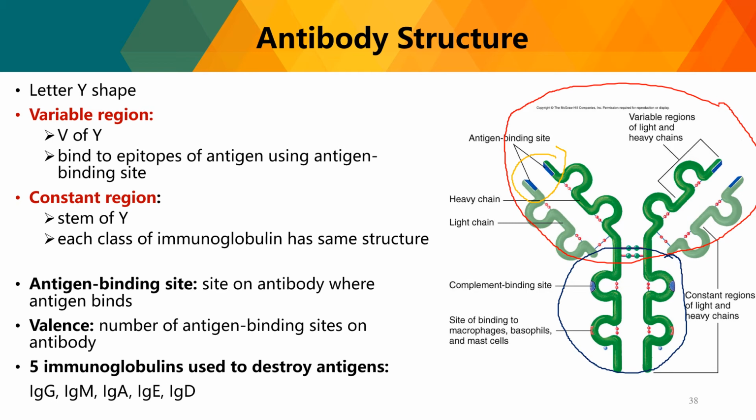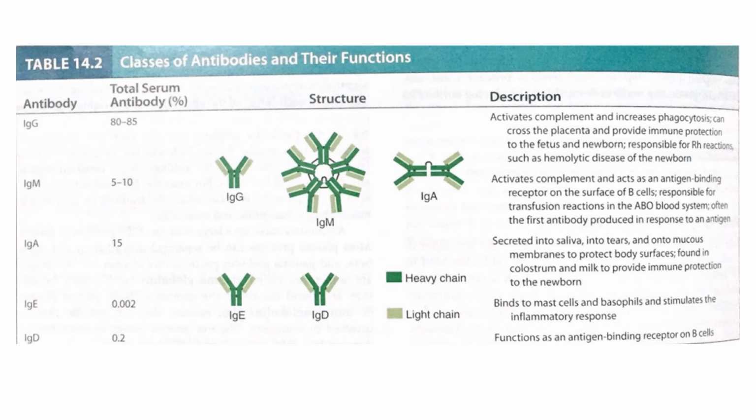When you say valence, this is the number of antigen binding sites on the antibody. And again, please remember the five immunoglobulins used to destroy antigens. We have IgG, IgM, IgA, IgE, and IgD. These are the classes of the different antibodies and their functions. The structures of the IgG, IgM, and IgA actually look like this.